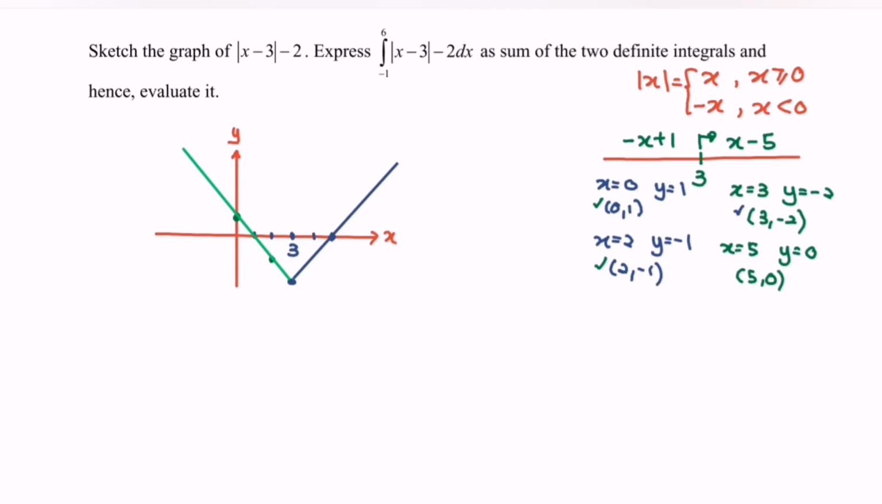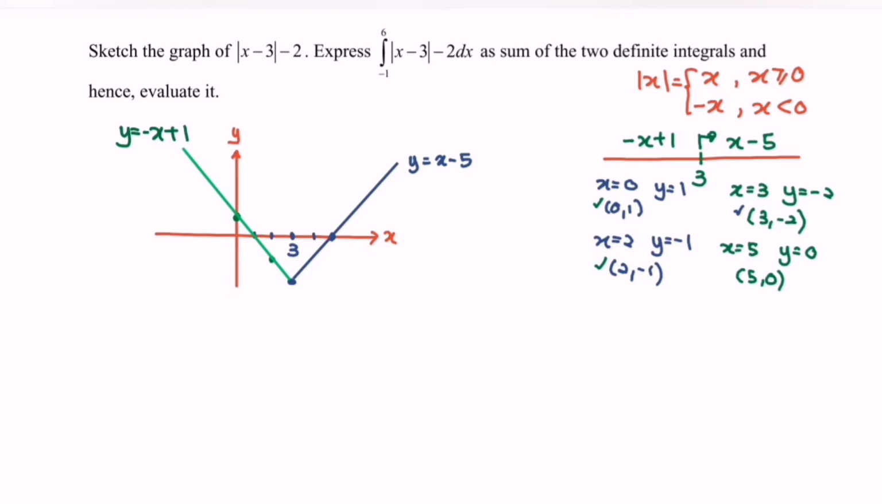So kindly refer to the situation. Here we have the graph where the function y is equal to x minus 5. For the left hand side, the graph would be y is equal to negative x plus 1.